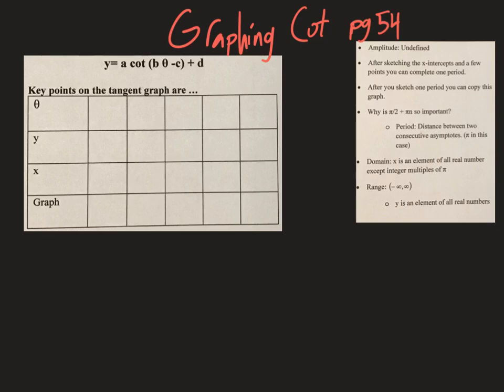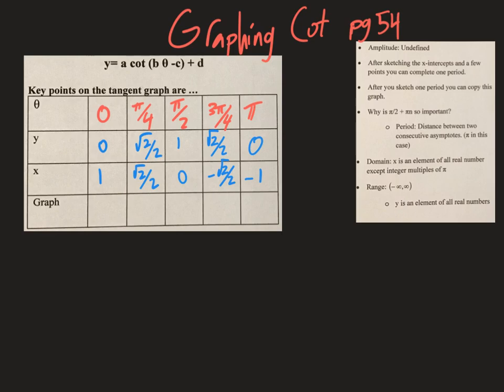I'm going to start with the angles that we use: 0, pi over 4, pi over 2, 3 pi over 4, and pi. Take a second and fill in the y and x values for each of those points. Be careful, because the y is at the top and the x is at the bottom. Now that we've got that filled in, we're going to come up with the points for the graph.